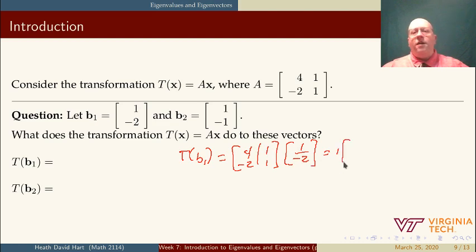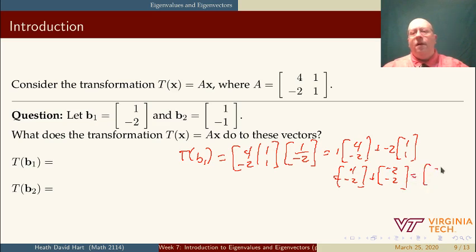That's 1 times 4, negative 2, plus negative 2 times 1, 1. All right, this is 4, negative 2, plus negative 2, negative 2. 4 and negative 2 is positive 2, and negative 2 and negative 2 is negative 4. And so this vector goes to 2, negative 4.